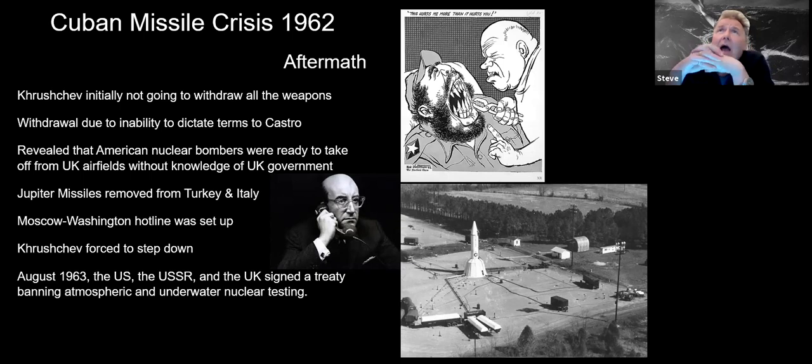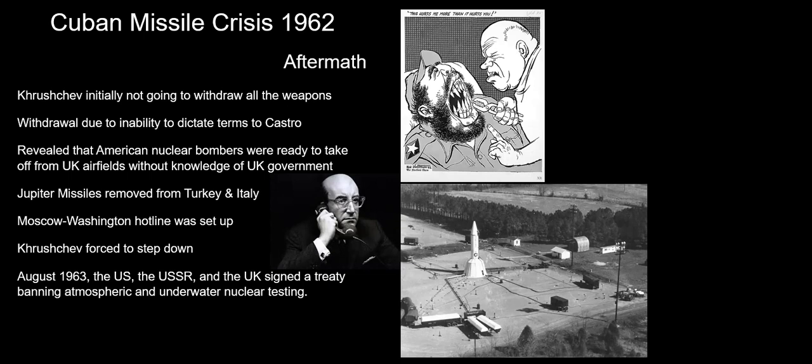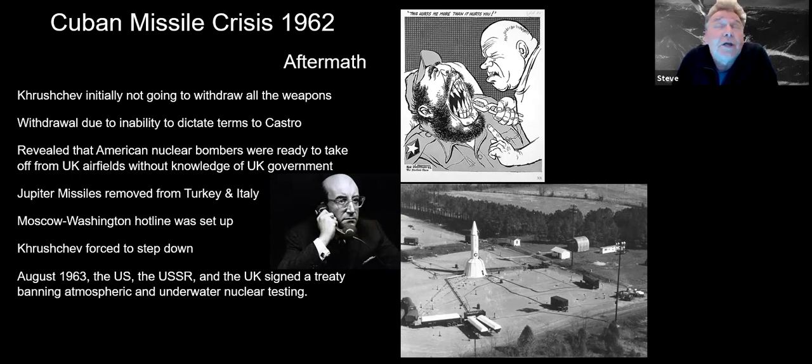So they said they've discovered that it's against Soviet law to leave the missiles. It was just an excuse. Then it was revealed that American nuclear bombers were ready to take off from UK airfields without the knowledge of the UK government. And that caused a big stink in Parliament. The Jupiter missiles were then removed from Turkey and Italy very quietly, and it was nothing to do with the Cuba thing at all. The Moscow-Washington hotline was set up.